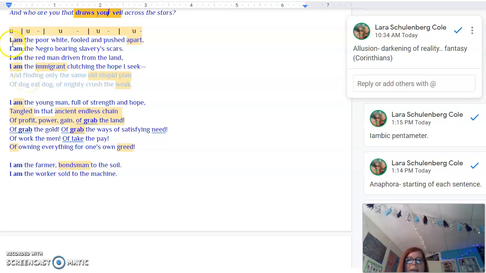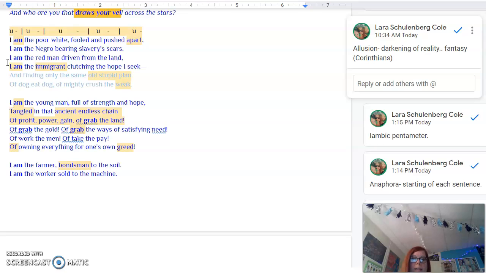And obviously we see the "I am, I am, I am." And that "I am" is anaphora, the repetition of the starts of sentences, which is usually used to emphasize. But something else I want to point out, because I am looking at the structure of poetry, is the use of what is called iambic pentameter. That's the meter of the poem. To show you, I've highlighted it right up here. Iambic pentameter is an unstressed stress.